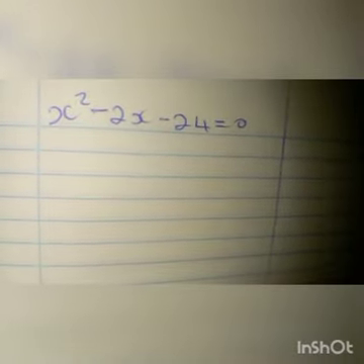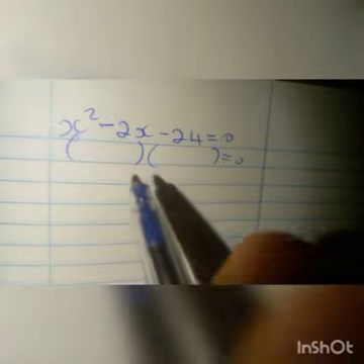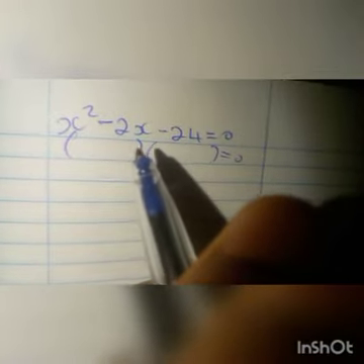Hello, let's solve for x. In this equation, we have x squared minus 2x minus 24 equals 0. So how do you solve this equation? You can use the quadratic formula, or you can just factorize. So when we factorize, we want two numbers that when you multiply them, they give you minus 24, but when you add them, they give you minus 2.